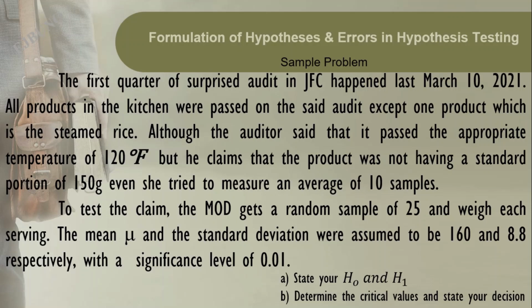So to test the claim, the manager on duty gets a random sample of 25 and weighs each serving. The mean mu and the standard deviation were assumed to be 160 and 8.8 respectively, with a significance level of 0.01. So first, we have to state our hypothesis. Then, second, we have to determine the critical values and we state our decision.